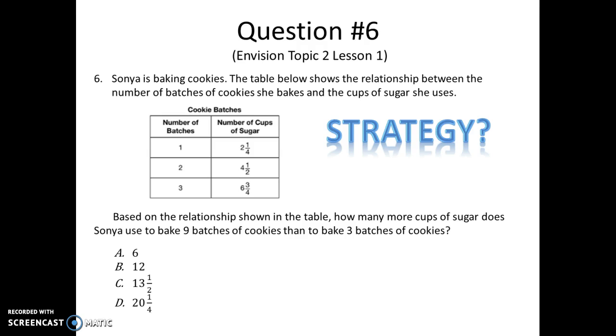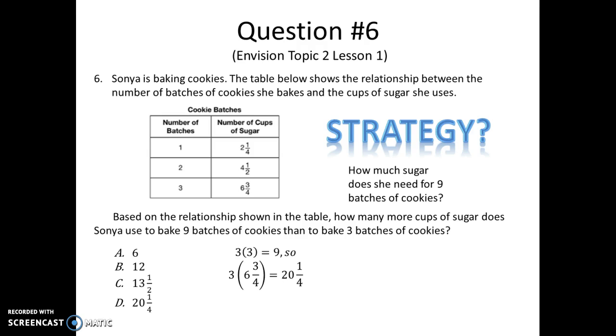Strategy? Think about how much sugar Sonya needs to bake 9 batches of cookies. Well, 3 times 3 is 9, so she needs 20 1/4 cups of sugar for 9 batches. But we need to find out how much more sugar 9 batches is than 3 batches. So we need to subtract. Then we see that choice C is the correct one.